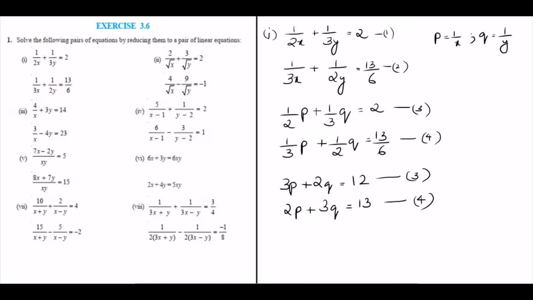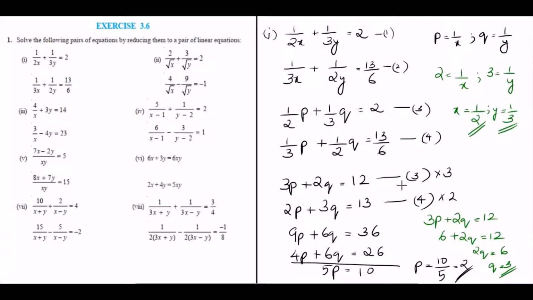Now you have to use any of the methods and find out the solution. So I am going to use the elimination method, that is multiply the first equation by 3 and the second equation by 2 so that you get the coefficients of q variable the same. That is, after the multiplication you will get 9p plus 6q is equal to 36 and 4p plus 6q is equal to 26. So the coefficients of q are the same. So when you subtract these two equations, you will get 9p minus 4p is 5p, 36 minus 26 is 10. So p is 2.